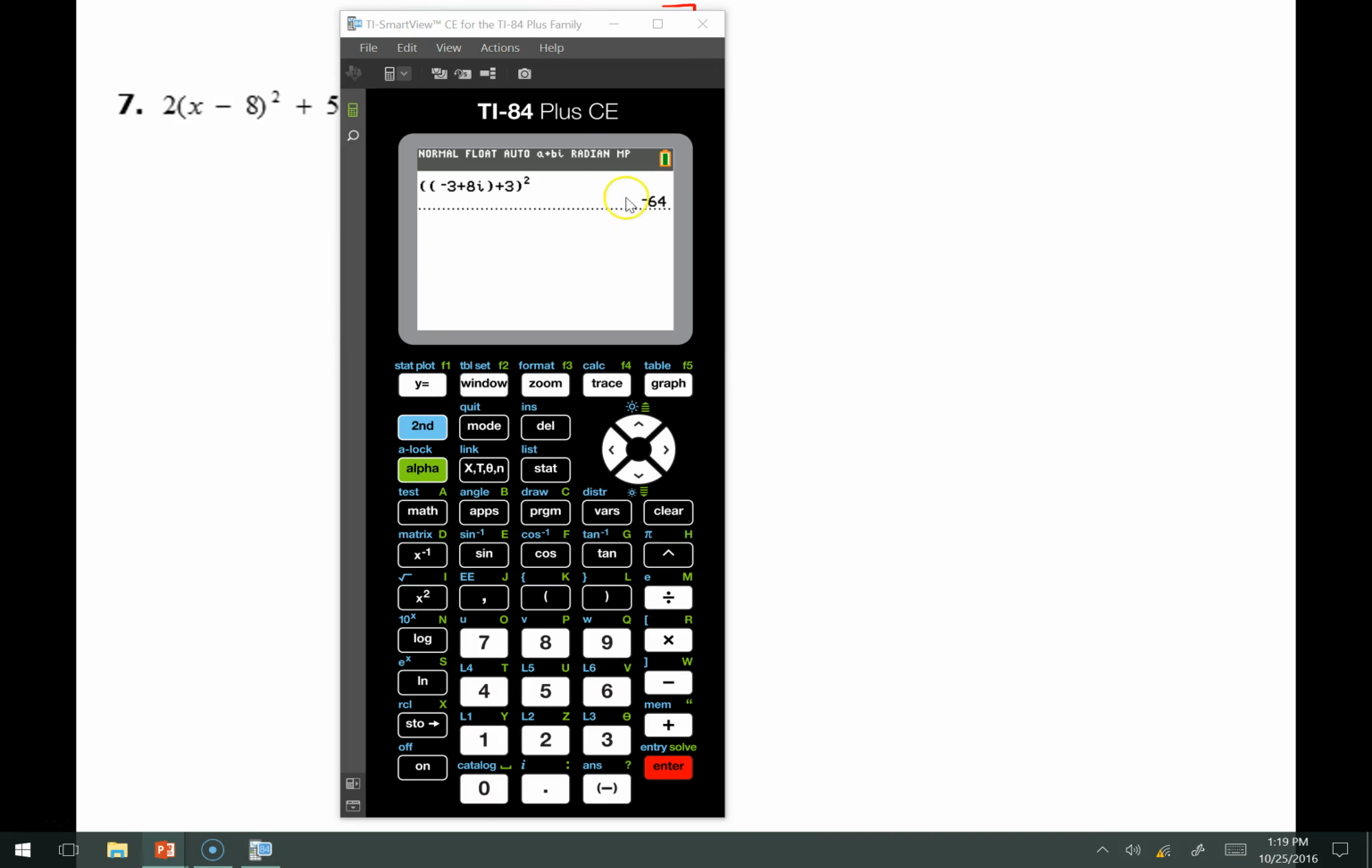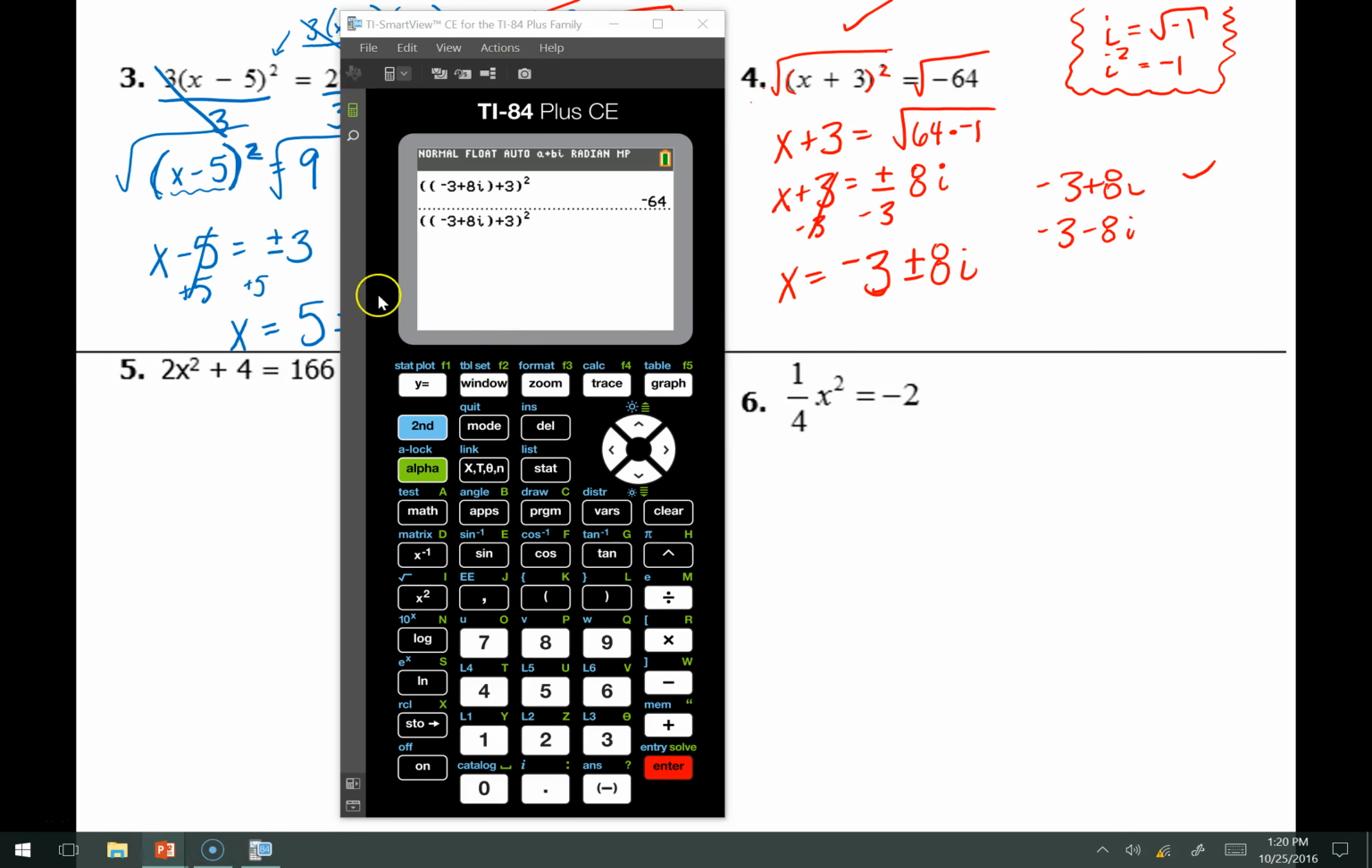So let's do this again. Now you can type all of this in again, but if you want a shortcut, there's a keystroke you can remember. If you hit second and then enter, do you see in blue where it says entry? That will retype the whole problem there for you. So all you have to do is go back to where that positive 8i is and change it to a negative. If you would prefer to type this all in again, that's totally fine. Just be sure you do it correctly.